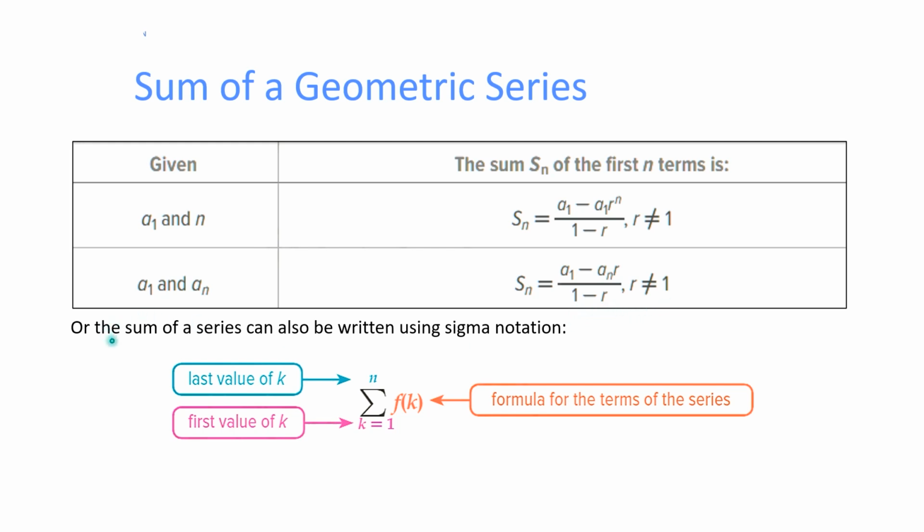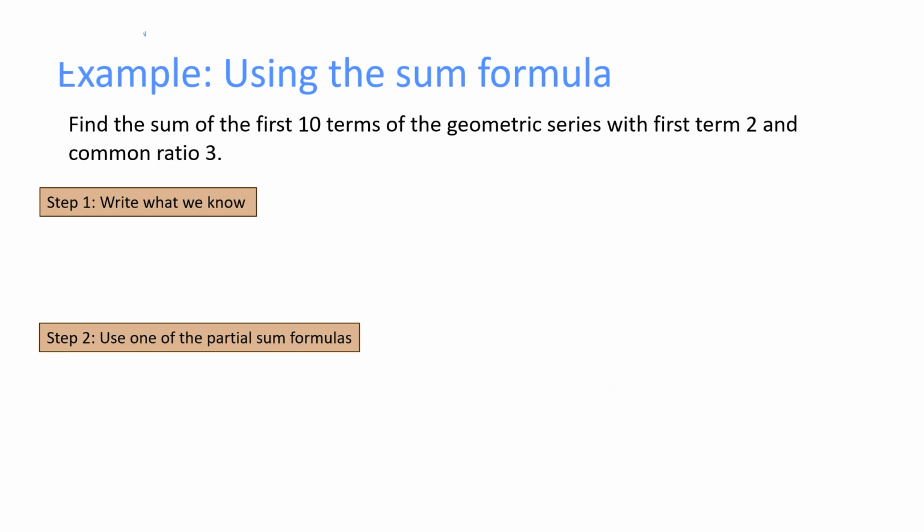We can also write the sum of the series using sigma notation, which is read as summation k equals 1 to n f of k, where this is the first value of k, this is the last value of k, and here we have the formula for the terms of the series. Let us now look at an example which uses the sum formula.